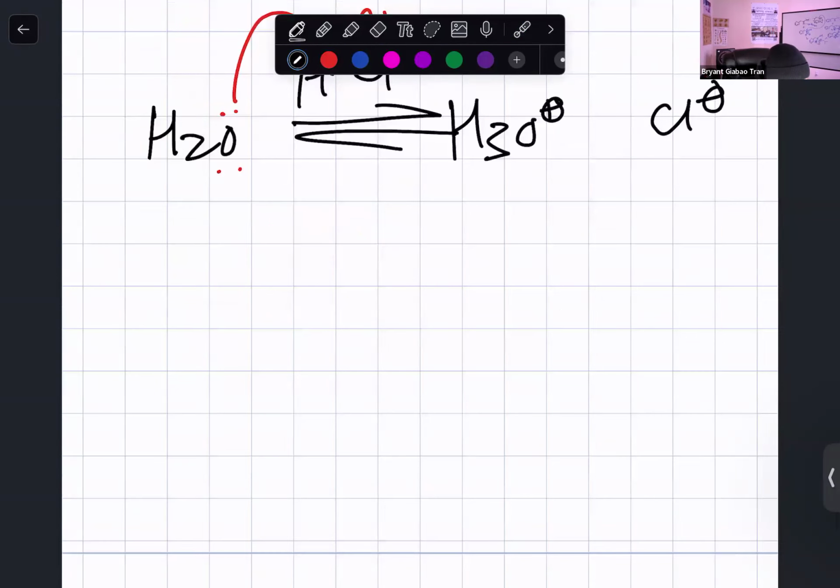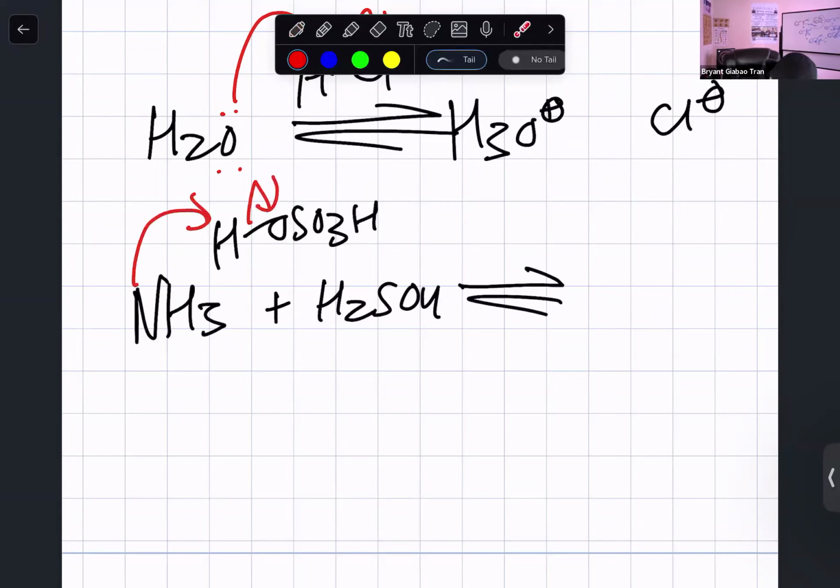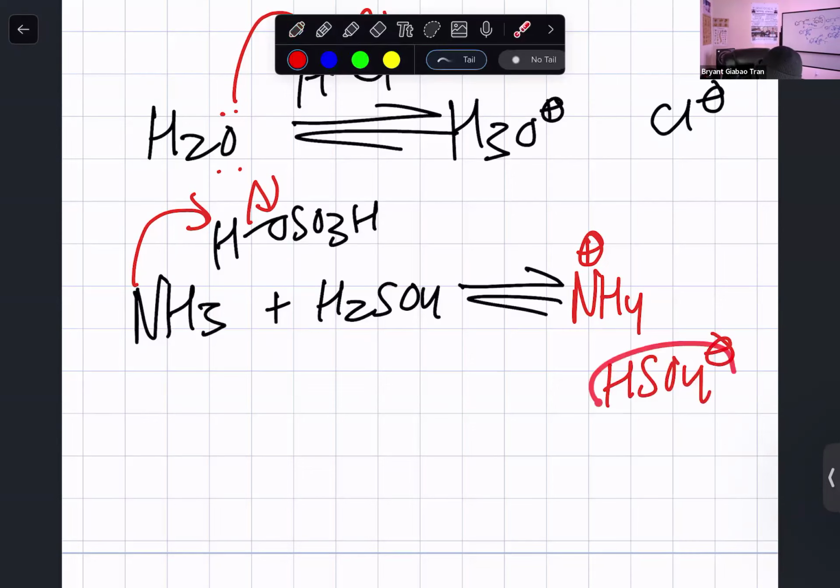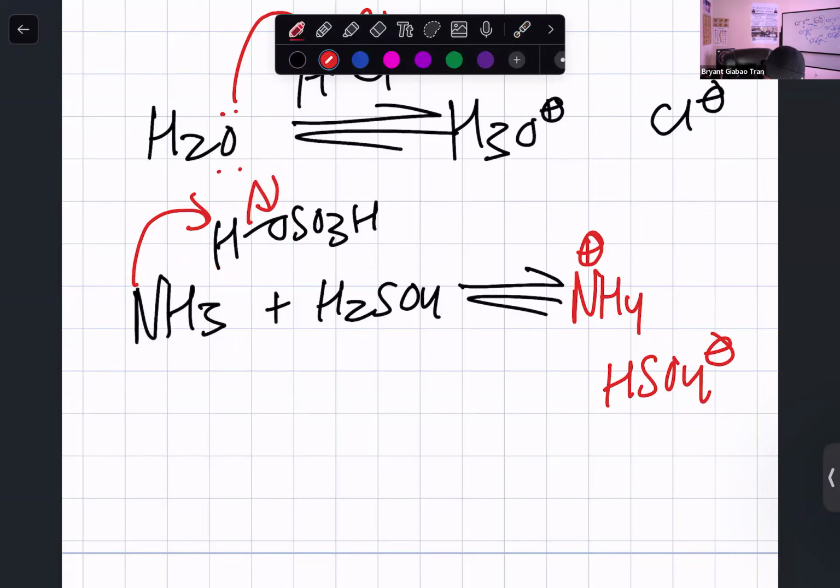Another example is when we have, let's say, ammonia reacting with H2SO4. This ammonia is going to get protonated by the H2SO4. And at the same time, the H2SO4 is going to get deprotonated. So we're going to form ammonium ion as a conjugate acid and HSO4 minus as a conjugate base, right? This ammonia is getting protonated. This H2SO4 is getting deprotonated at the same time.